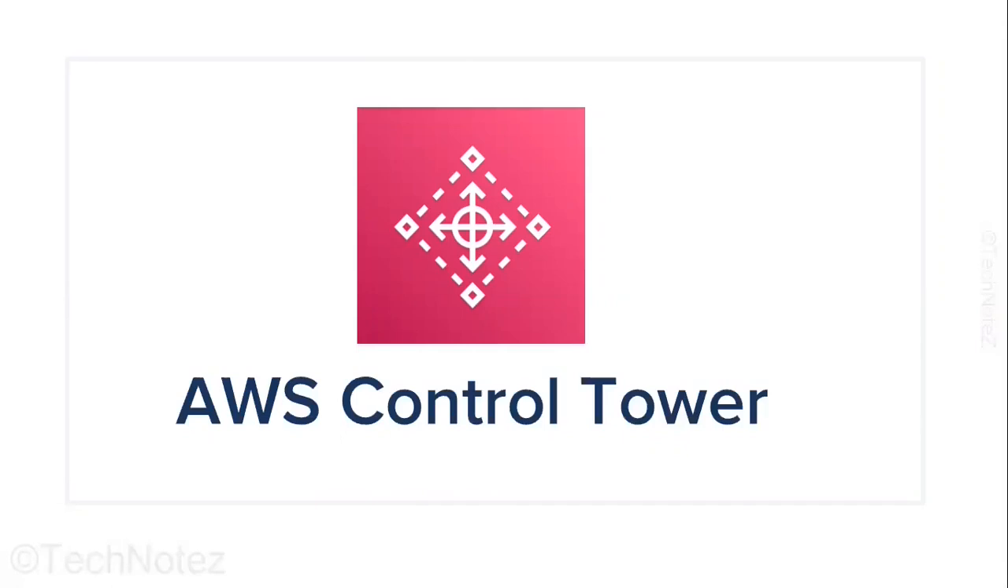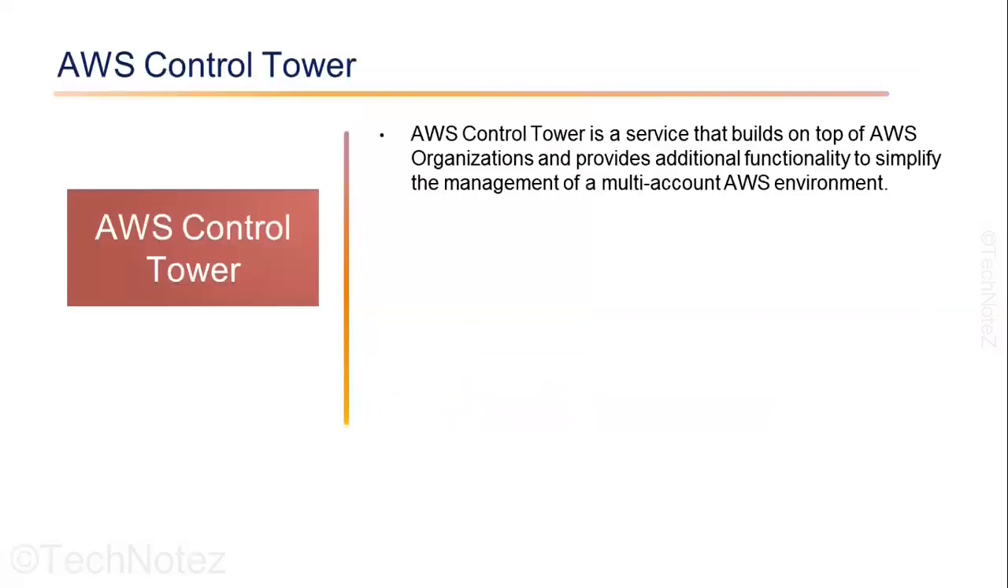AWS Control Tower is a managed service provided by AWS that helps organizations set up and govern a multi-account AWS environment. It simplifies the process of creating new accounts, configuring security and compliance policies, and managing resources across accounts while maintaining the desired level of security and compliance. AWS Control Tower builds on top of AWS Organizations and provides additional functionality to simplify the management of a multi-account AWS environment.